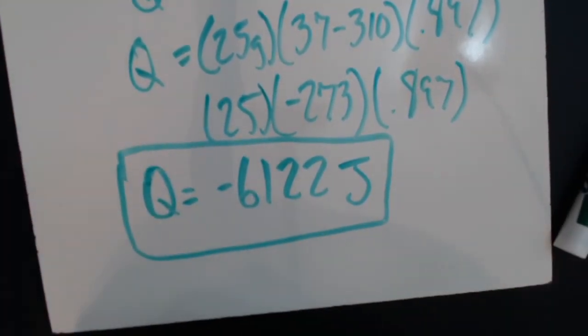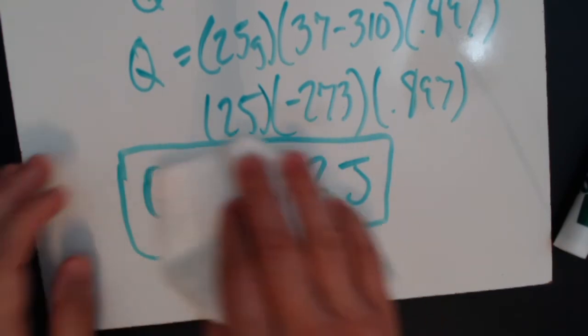Okay, let's look at practice problem number 2 here. It says how much heat is given off when an 869 gram iron bar cools from 94 to 5 degrees Celsius. This is pretty much the same exact problem, right?